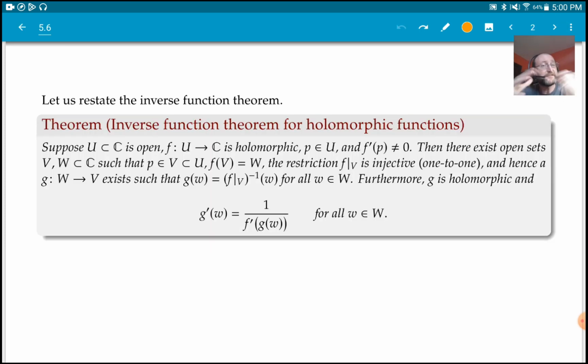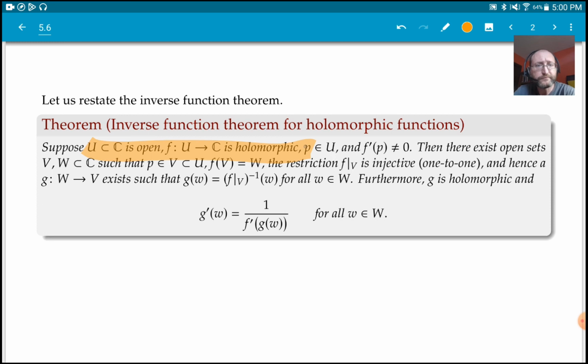All right, so let's restate. This is basically the theorem that we saw last time, except it's slightly stronger. Last time we had the inverse function theorem with the extra hypothesis that f prime, the derivative, was continuous. We already know that it always is, so we can just not put it in the theorem. So the idea is that if we have a holomorphic function on some set U, let me just quickly go through this.